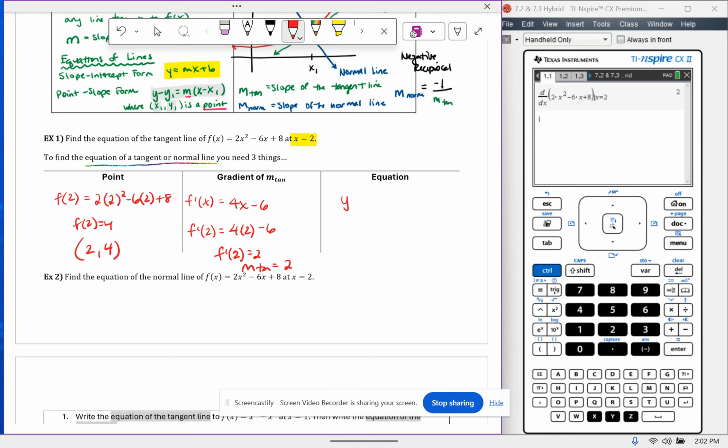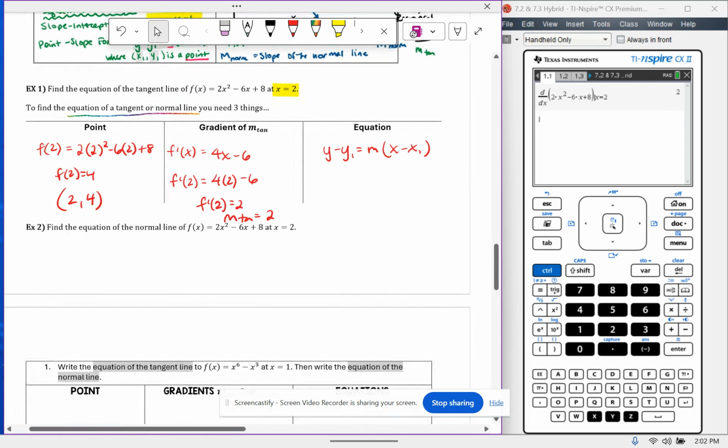You are going to start with the point-slope equation of a line. Y minus y1 is equal to m times x minus x1. This is x1, this is y1, this is m. Y minus 4 is equal to 2 times x minus 2. This is the equation of the tangent line.